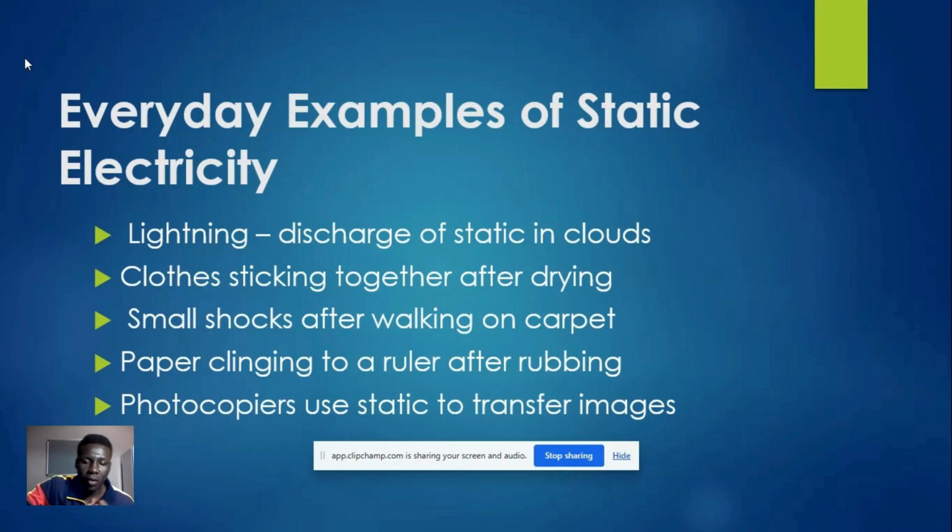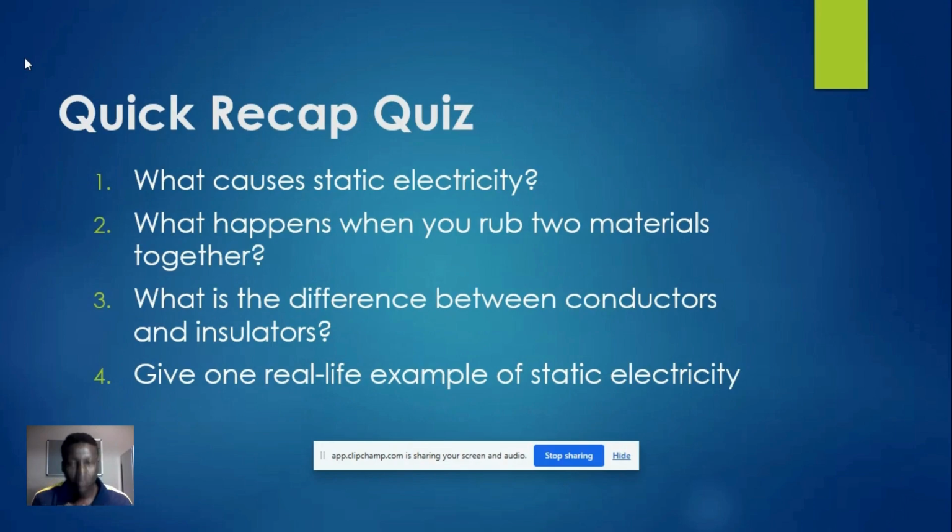Okay, then a quick recap quiz. You write today's date. One, what causes static electricity? Two, what happens when you rub two materials together? Three, what is the difference between a conductor and an insulator? Okay, and for your understanding, you can even include one example of each. Then number four, give one real life example of static electricity.